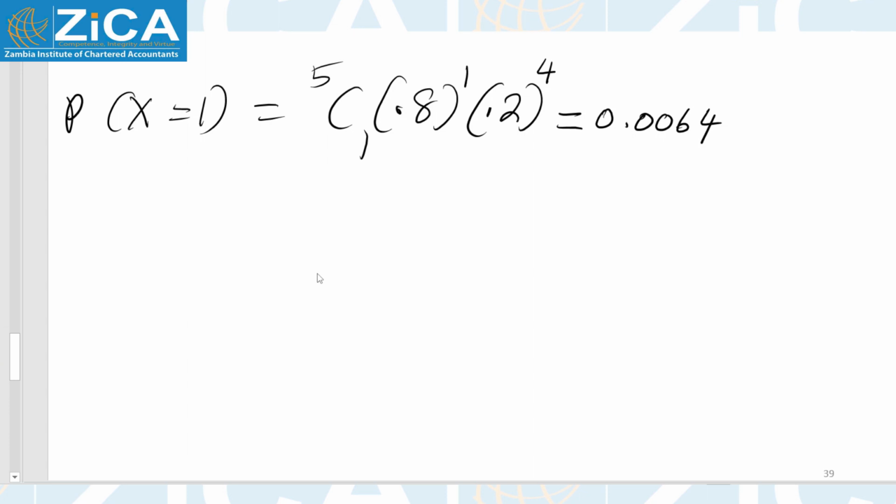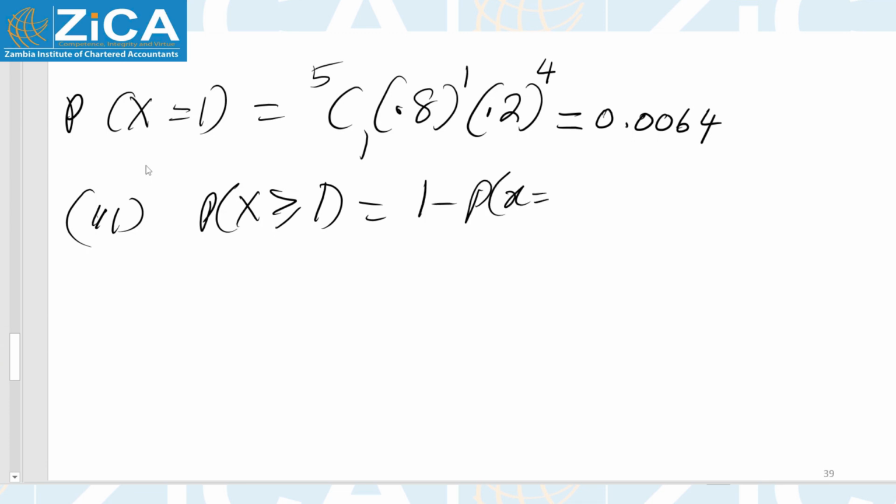At least 1. If you go to the issue of at least 1, probability of X at least 1 will be equal to 1 minus probability of X equal to 0. We got 1 minus probability of X equal to 0, which we got as 0.2 to the power 5. It gave us 0.00032.